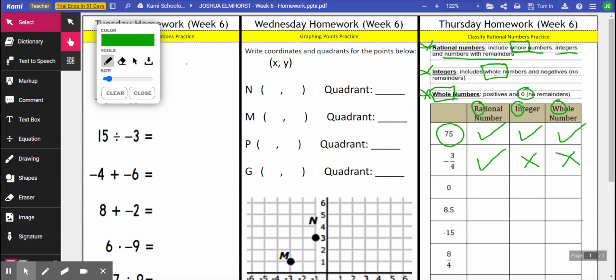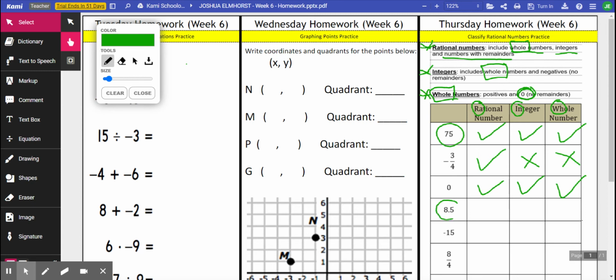So 0 is classified as a whole number. And if it is a whole number, then it fits into all these other categories of numbers classifications. So whole numbers are also integers. So let's see, 0 will also be an integer and a rational number. So it fits into all groups.